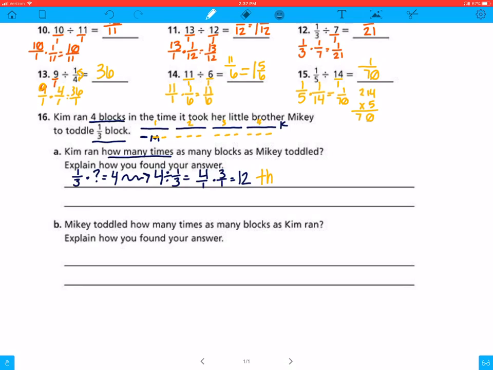The cool part about having multiple strategies is that I can see and visualize this math in different ways. I'm able to write an equation, and I'm able to model it. So there are 3 thirds, right? Which is kind of confusing when we're saying 3 thirds, but there are 3 thirds in one block. So if Kim ran 4 blocks and Mikey was only able to toddle 1/3 of a block, I could also do 3 multiplied by 4 and get 12. So same answer, right? So 12 times as much, or 12 times as many.